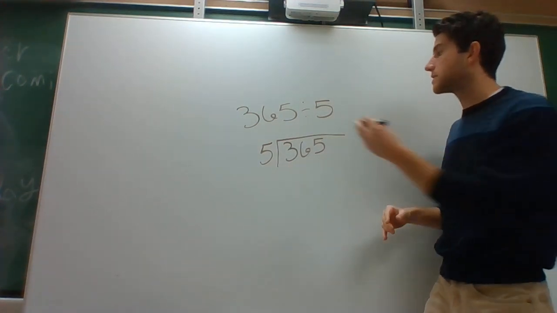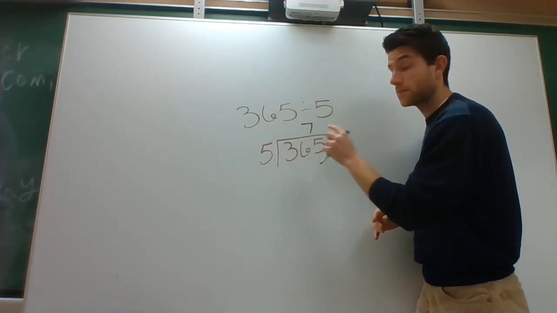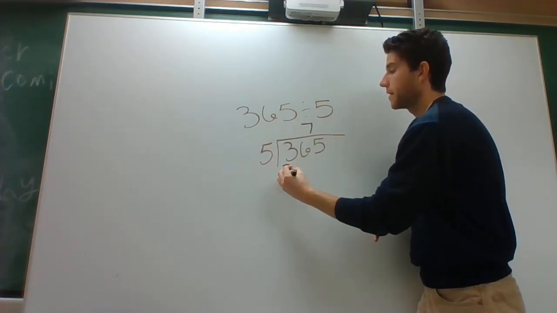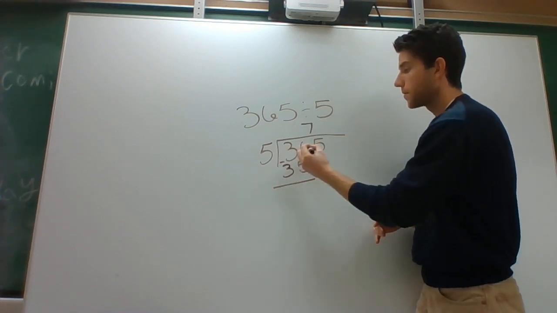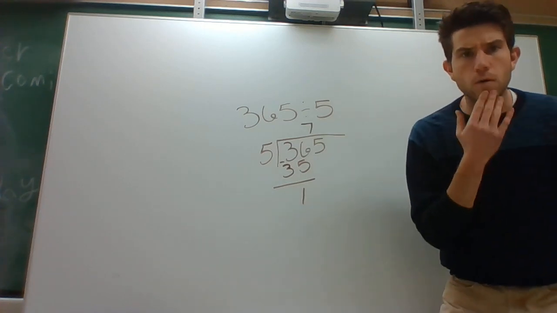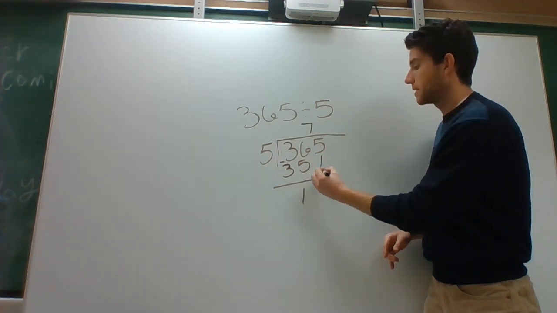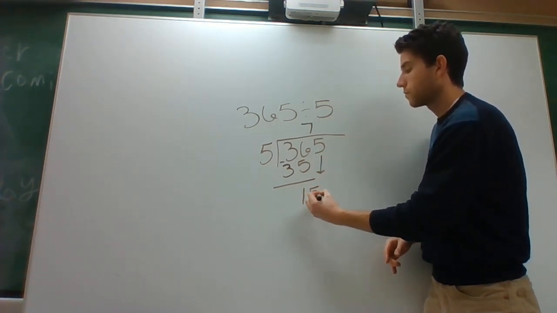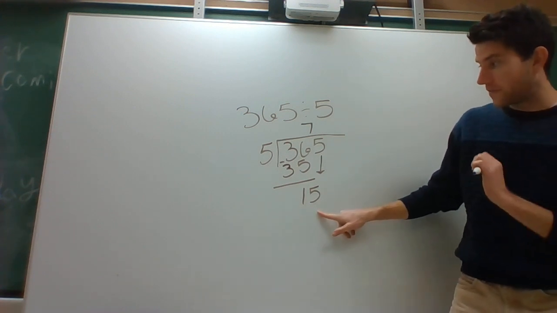How many times does 5 fit into 36? Oh, 7 times, because 7 times 5 is 35. I subtract the 2 numbers. 36 minus 35 gives me 1. Now you might be thinking, whoa, haven't used this 5 yet. Not yet, because I'm dropping it down. Now I think, okay, how many times does 5 fit into 15?